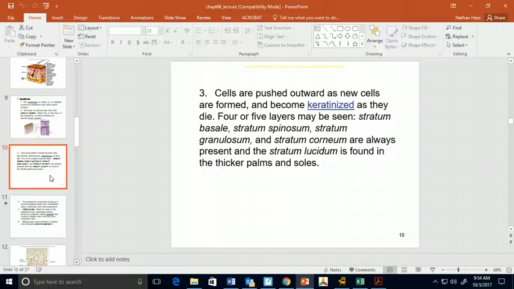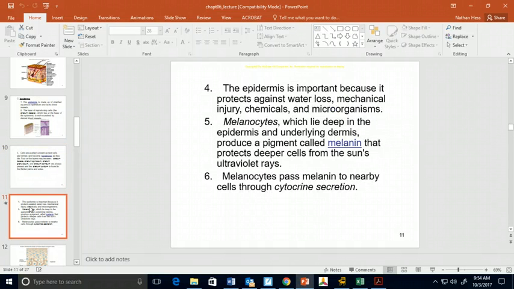So that's the stratum basale, and then all the way to lucidum is from the bottom. Corneum is the very top. The lucidum is right beneath, between granulosum and corneum, but just in the thicker places, like your palms and the bottoms of your feet. Corneum is the very top one. The lucidum is the one that's only present in a couple of places. Okay? And again, the key point for the epidermis is protection. We're keeping things out.